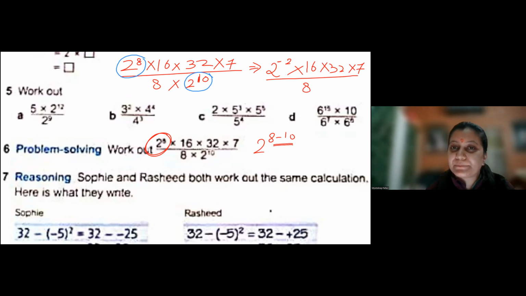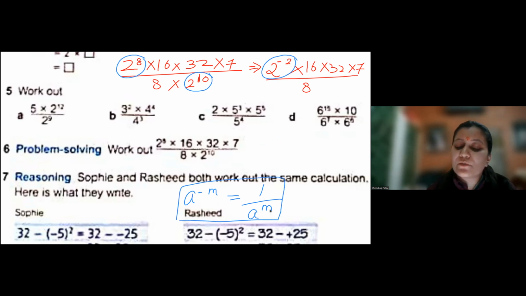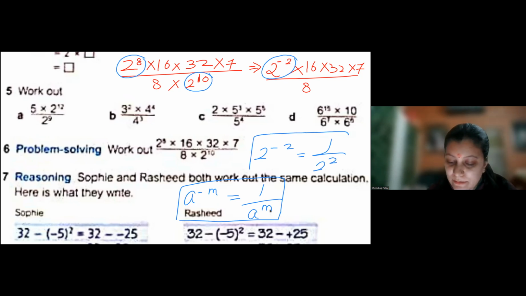Now, do you remember that whenever we have a base with a negative power, we can reciprocate it, right? Remember this rule, a to the power minus m can be written as 1 upon a to the power m. We learned it in the laws of indices. So if we have 2 to the power minus 2, we can write it as 1 upon 2 to the power 2. This is what this law states, right? So 2 to the power minus 2 can be written as 1 upon 2 to the power 2.